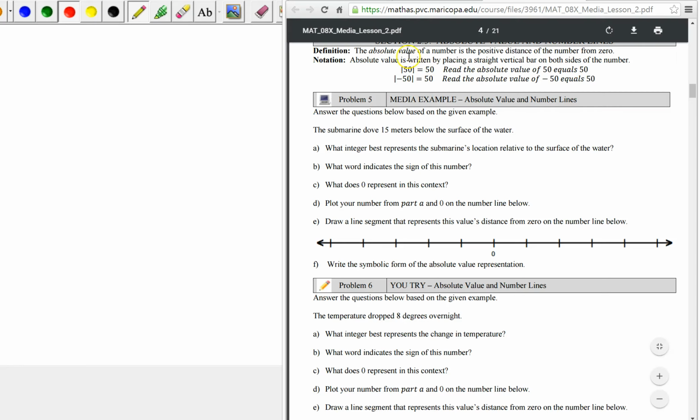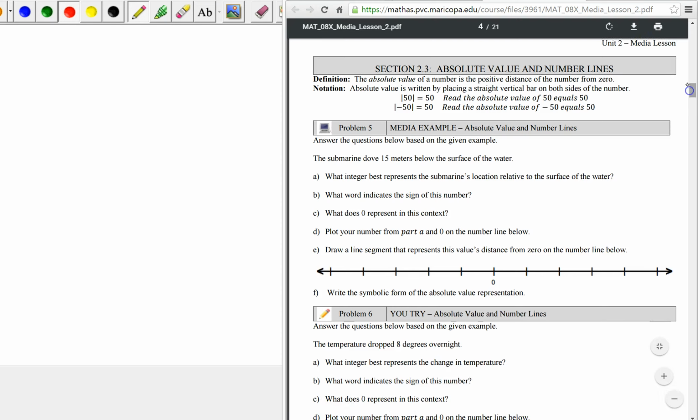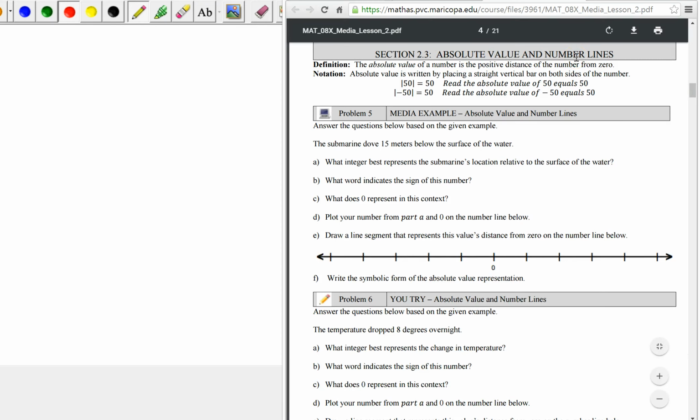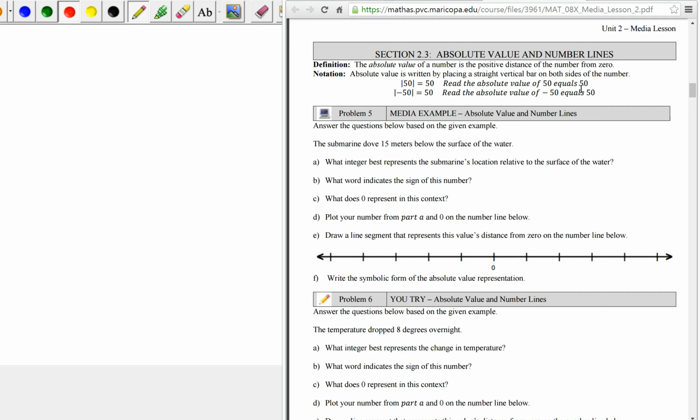In this video, we'll look at sections 2.3 and 2.4. So notice 2.3 is on absolute value, and we use number lines for context. Absolute value is coming into play because we're going to start to talk about operations on integers, and we'll want to think of the absolute value. We use that frequently to discuss how to perform the operations in a more algorithmic way.